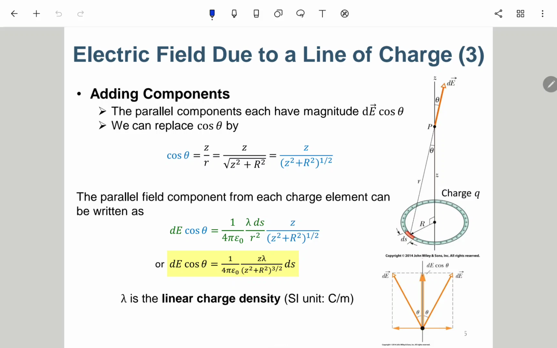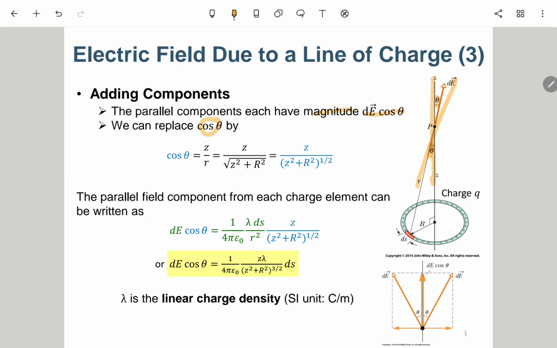Okay, so on the next page, we will try to calculate the E generated by the whole ring by integration. In the previous page, we already know that the magnitude of the uncancelled component of dE will be dE times cosine of theta. And here we try to find the expression of cosine of theta so that we can do the integration. So actually theta is here, and theta is also here, as this is a straight line, this is a straight line.